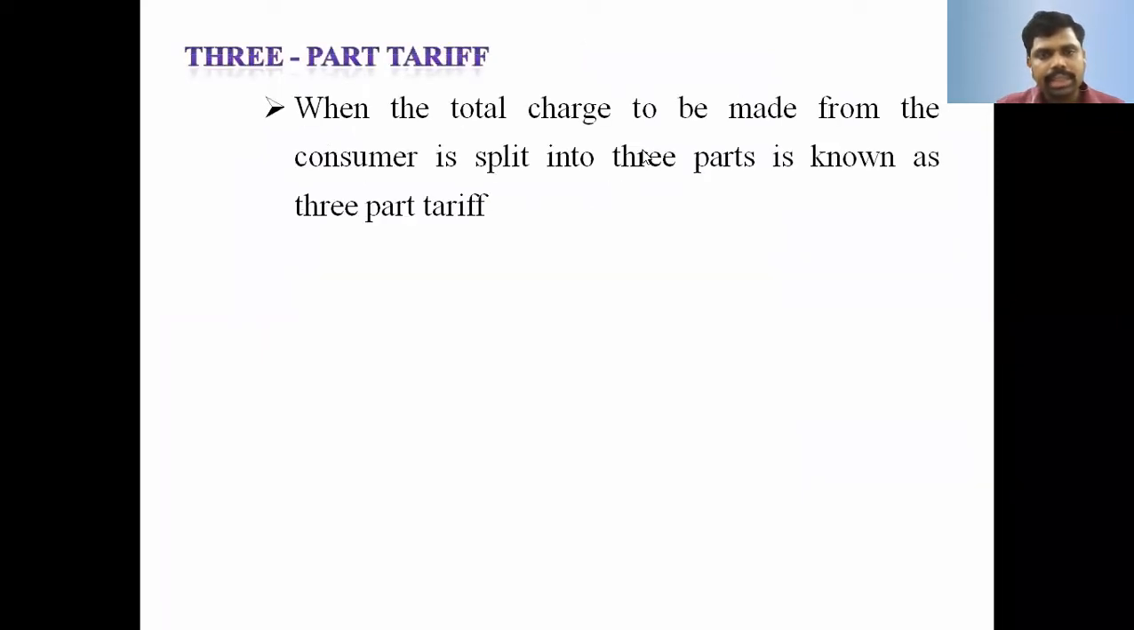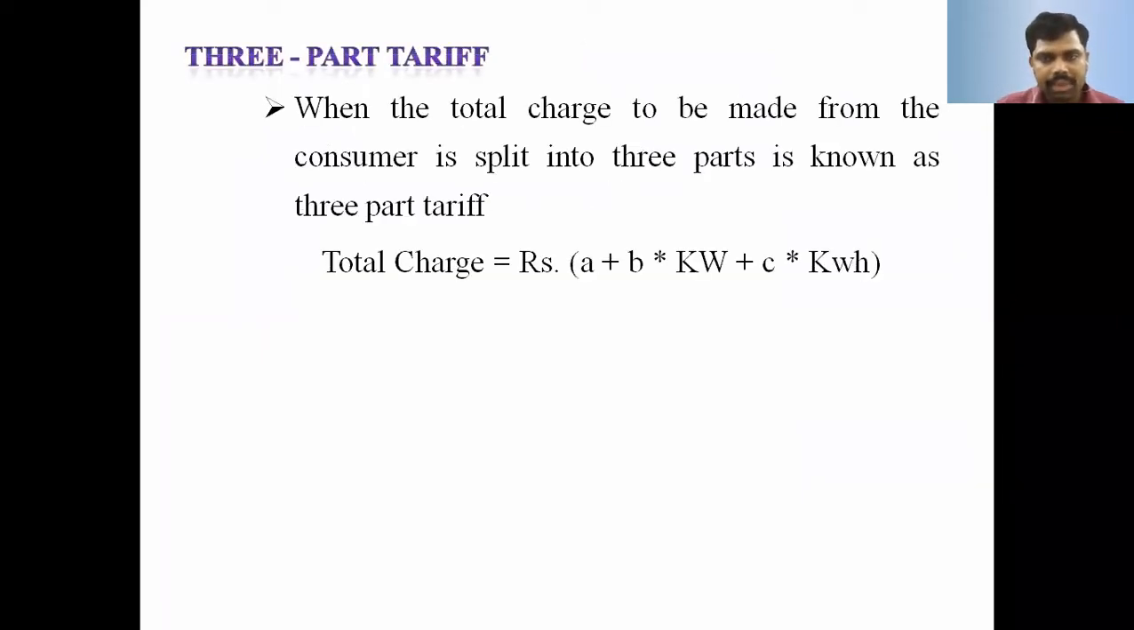And the last one is the three-part tariff. As the name indicates, there are 3 parameters. What are the 3 parameters? The total charge from the consumer is split into 3 parameters. One is the maximum demand, represented in kW, and the number of units consumed, represented in kWh. Another one is the fixed charge. A represents the fixed charge, B represents the maximum demand, and C is the number of units consumed.